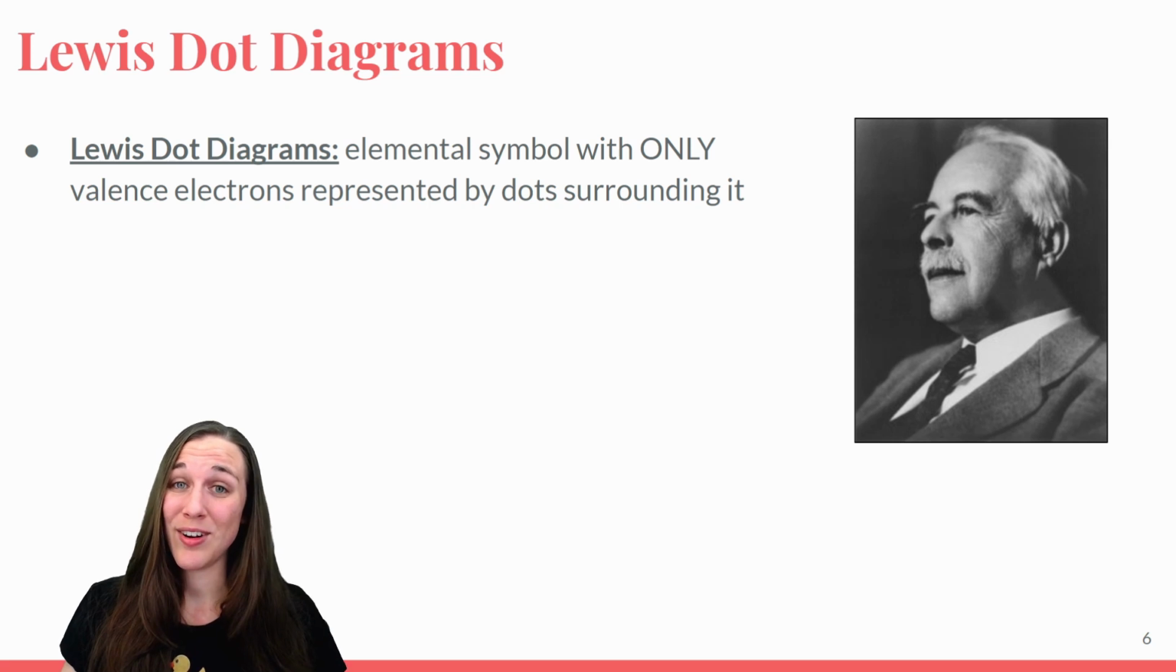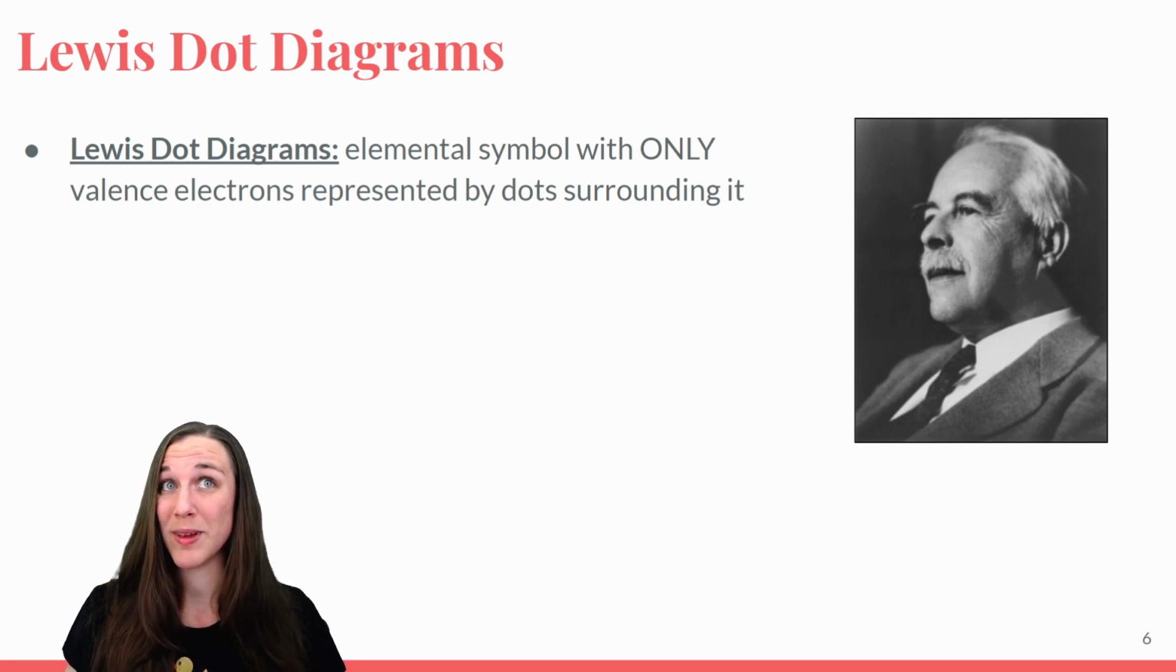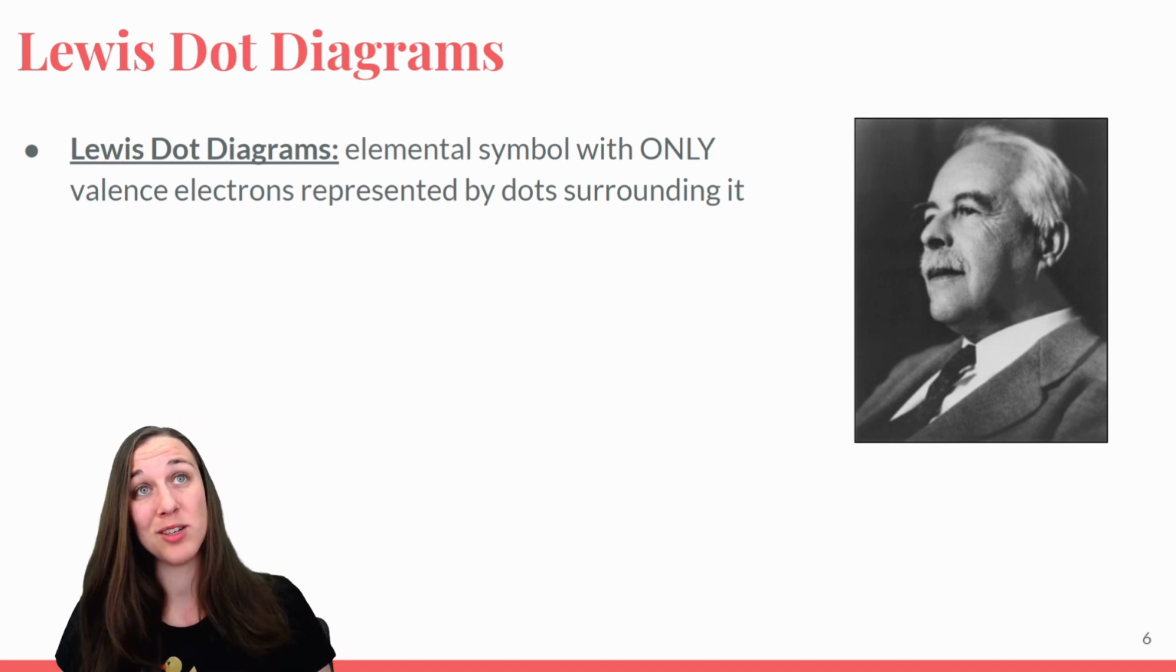He's the guy that figured out you can take an element symbol, or an atom, and surround it with only the valence electrons via dots. That's what those dots were to begin with. And then use this to figure out how an atom will bond to another atom.